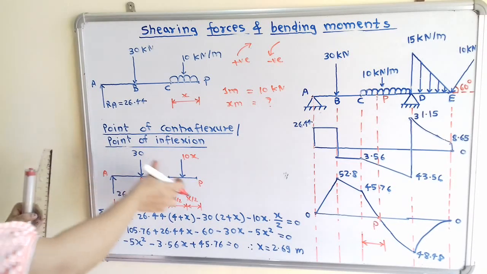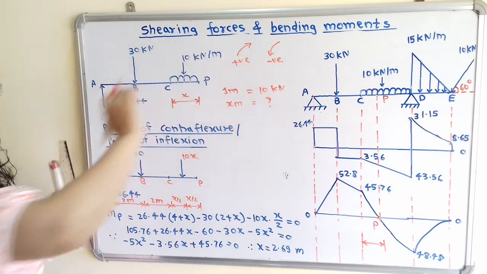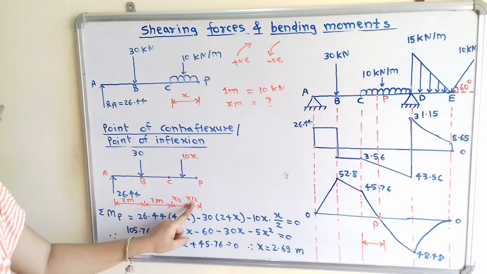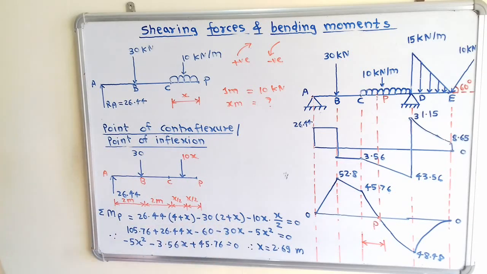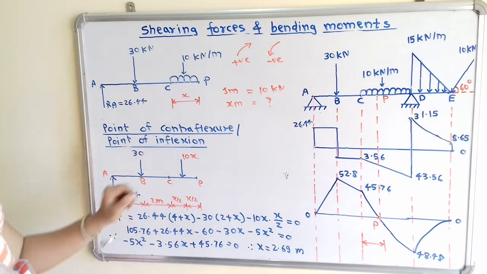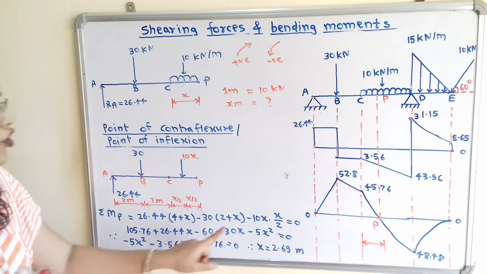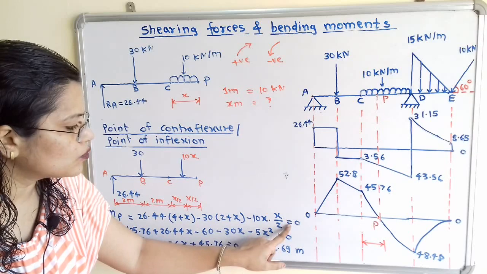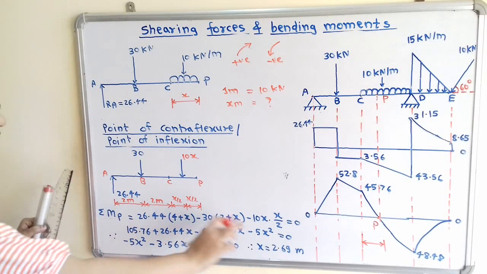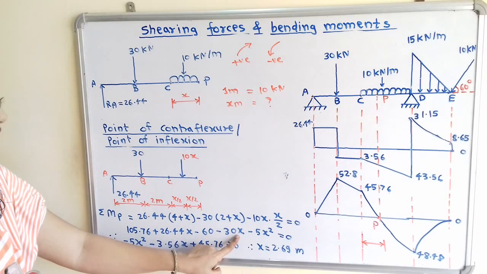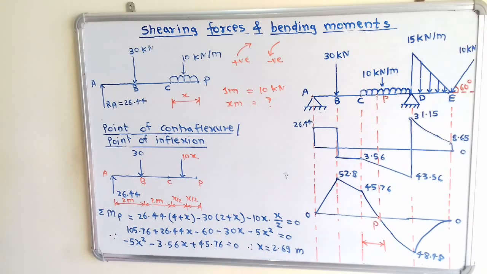Next is 30. If I move the compass about point P, then it is in anti-clockwise direction. So minus 30 multiplied by the distance, which is 2 plus x, inside the bracket. Next is 10x. It is also in anti-clockwise direction, and the distance between these two is x by 2. So minus 10x into x by 2 is equal to 0. Now we will simplify this. We multiply inside the bracket. So the second step is 105.76 plus 26.44x minus 60 minus 30x minus 5x square is equal to 0.